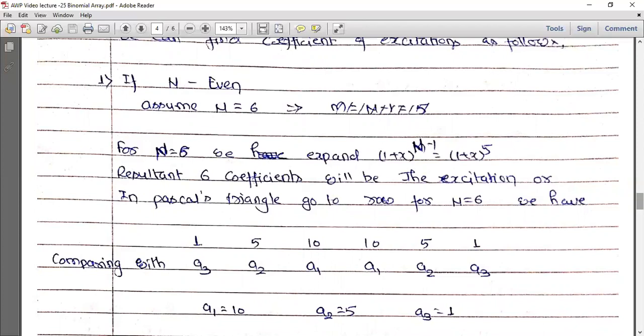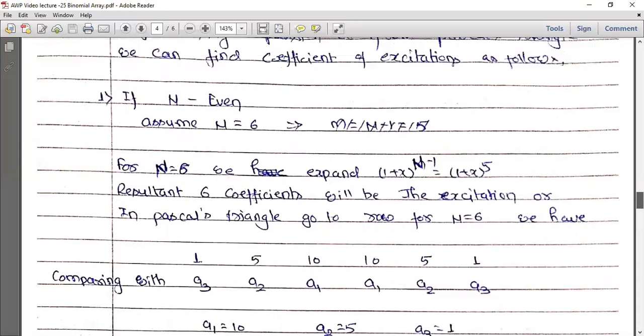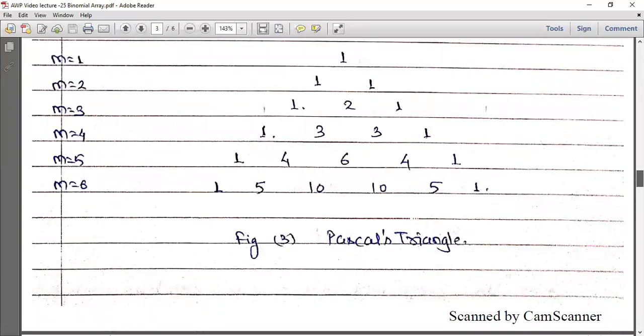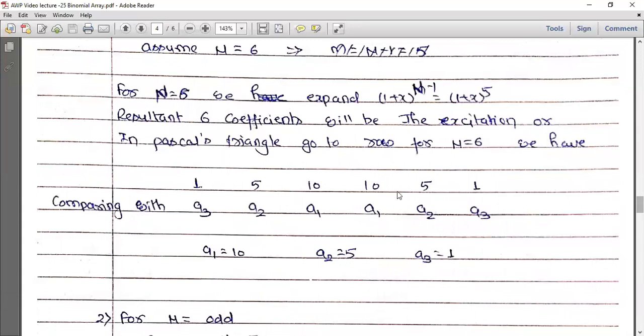Otherwise, you can use Pascal's triangle. So for n equal to 6, you go to this Pascal triangle. In this particular case, we have written m, it can be n. So for n equal to 6, you consider this line. These are the coefficients of the expansion of (1 + x)^(n-1), that is (1 + x)^5. So the coefficients are 1, 5, 10, 10, 5, 1. We have written all of them over here.